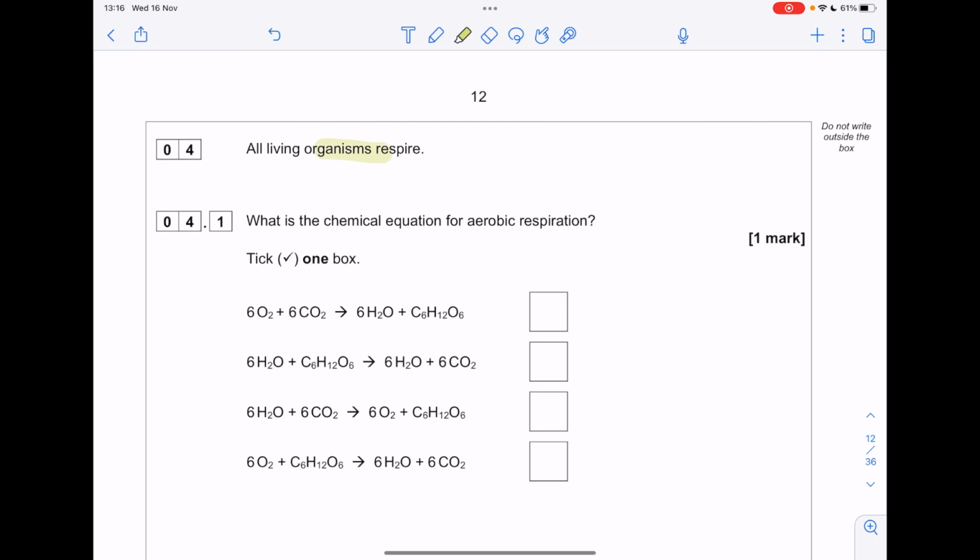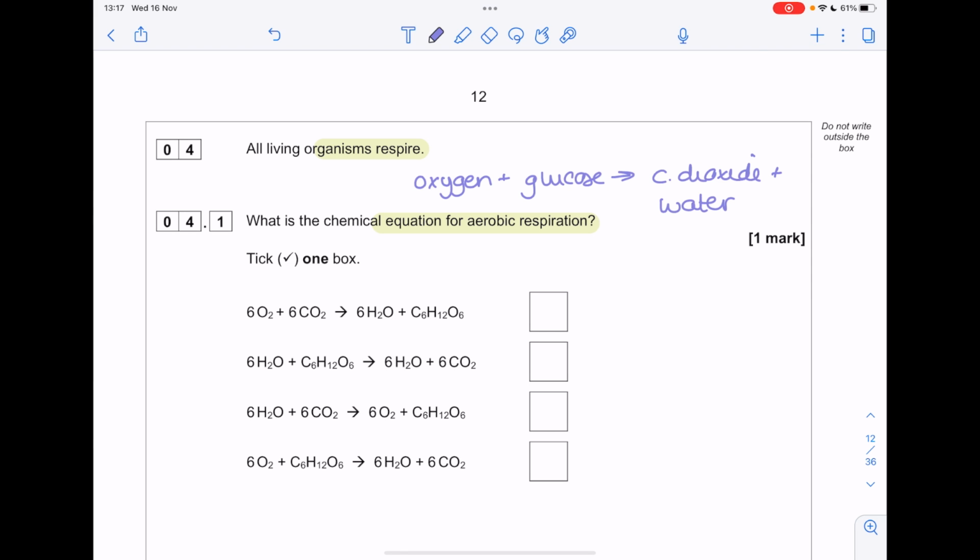All living organisms respire. What is the chemical equation for aerobic respiration? Aerobic meaning there's a requirement of oxygen. You do need to learn this equation. It produces carbon dioxide and water.